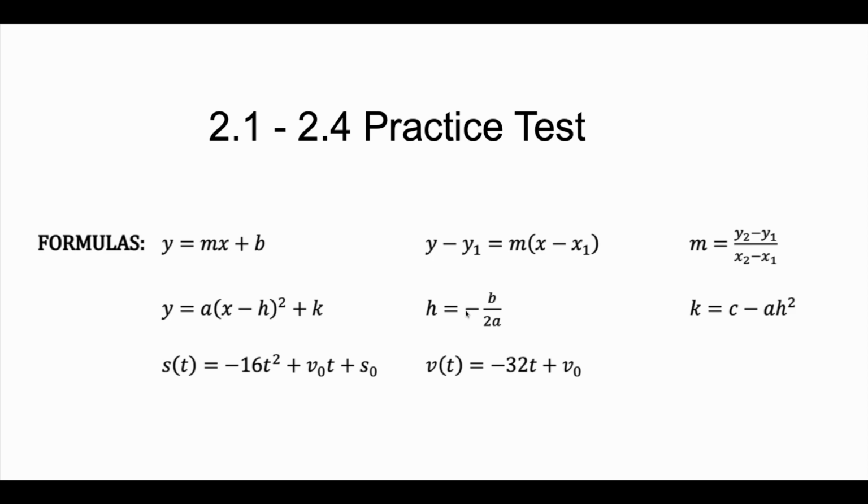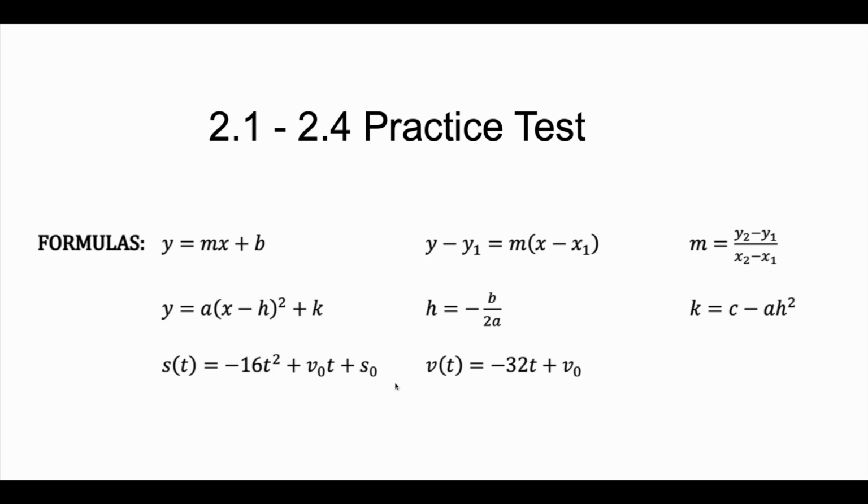Again, just want to remind you about that negative out front. Oftentimes it blends in with our fraction bar or something else happens and we just miss that negative. So just be careful of that one because that's a common mistake. And then for k, we have c minus ah squared. Order of operations, you got to make sure you do your h squared first. But if you plug this whole thing into your calculator, it will give you the correct answer.